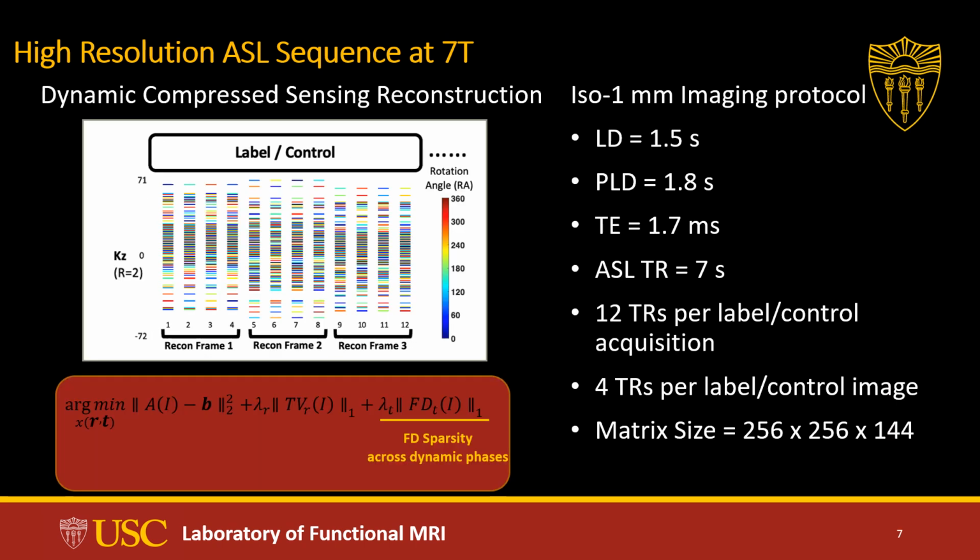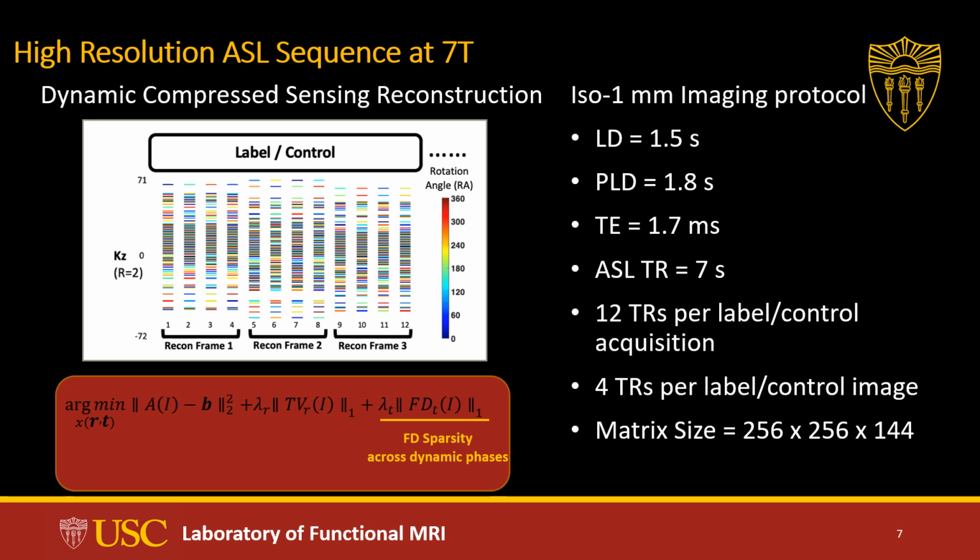To reduce motion artifact due to the need of more segments for high resolution, our sequence enables sparsity in both spatial and temporal dimensions. We use the dynamic compressed sensing reconstruction where the 12 segments are divided into 3 frames to reduce the temporal footprint and prevent inter-segment motion.